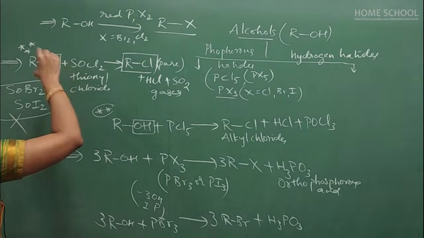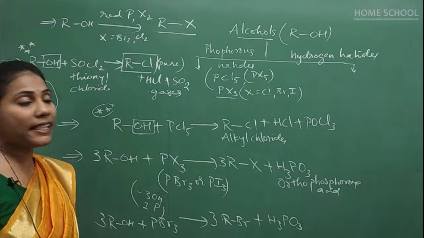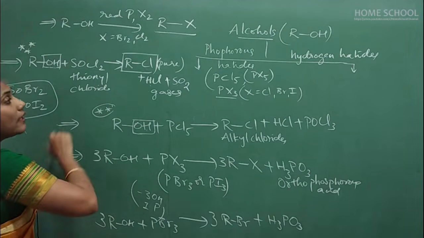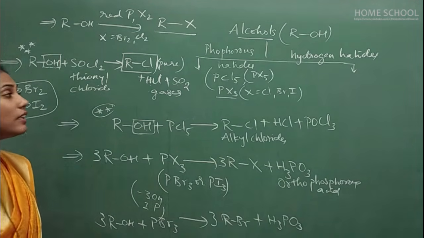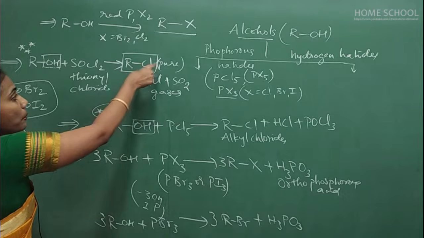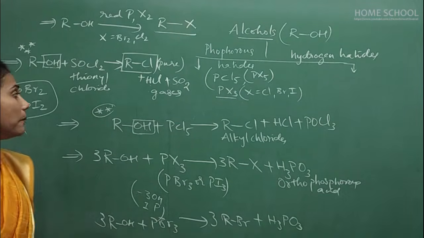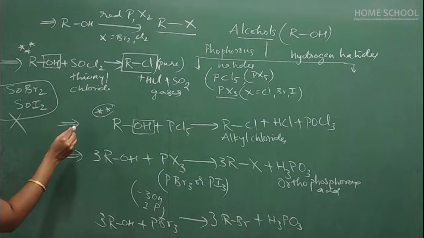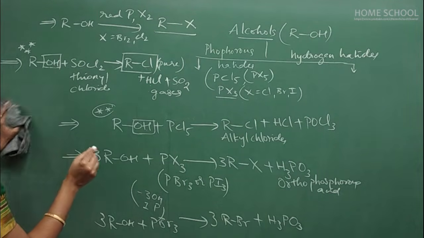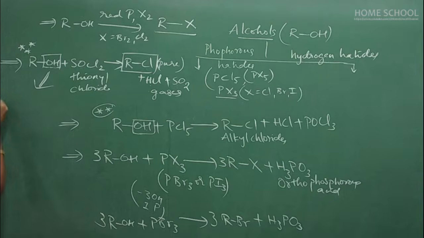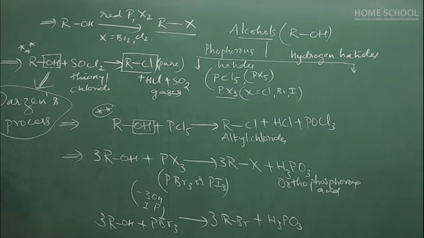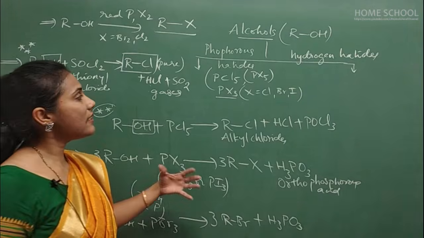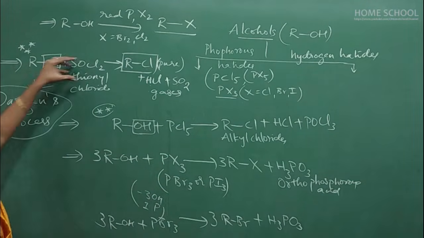Why this reaction is the most preferable reaction to prepare alkyl chlorides is that the byproducts you get here are gases. They can escape into the atmosphere. So the only thing remaining is your pure alkyl chloride. Okay, so this is very important, and this reaction has got a special name which we will call Darzens process. Okay, so this is all about alcohols reacting with phosphorus halides and thionyl chloride.